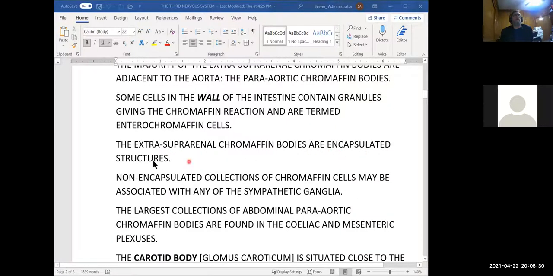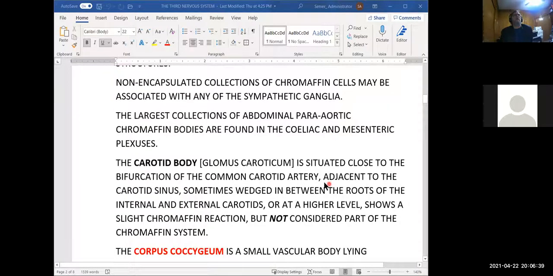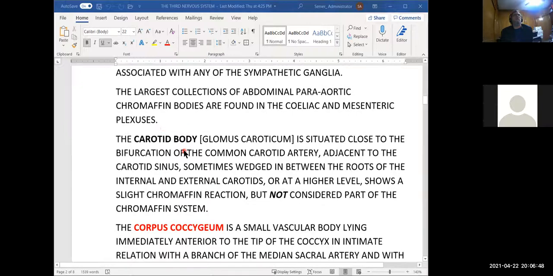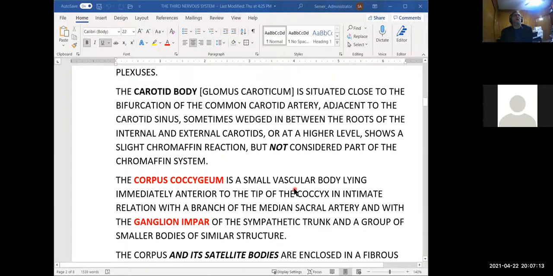The extrasuprarenal chromaffin bodies are encapsulated structures. Non-encapsulated collections of chromaffin cells may be associated with any of the sympathetic ganglia. The largest collections of abdominal para-aortic chromaffin bodies are found in the celiac and mesenteric plexuses. The carotid body, or glomus caroticum, is situated close to the bifurcation of the common carotid artery adjacent to the carotid sinus, sometimes wedged in between the roots of the internal and external carotids, or at a higher level, and shows a slight chromaffin reaction but is not considered part of the chromaffin system.